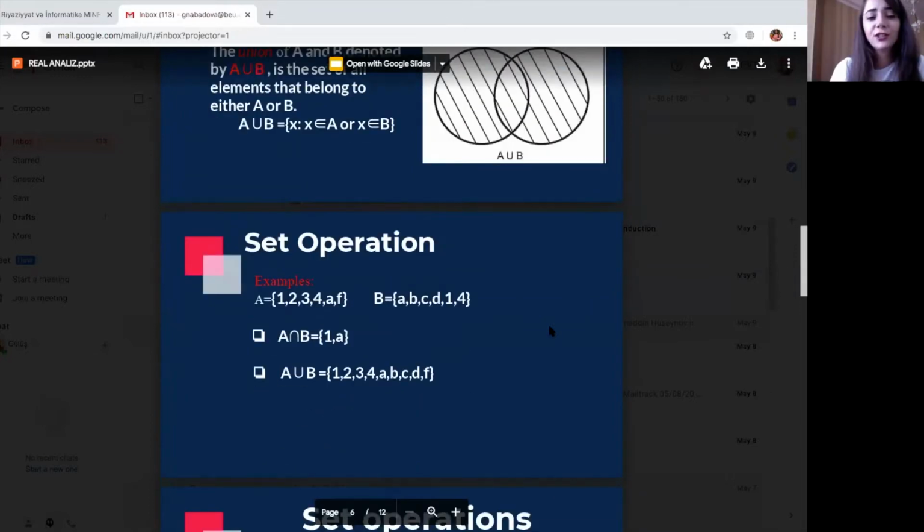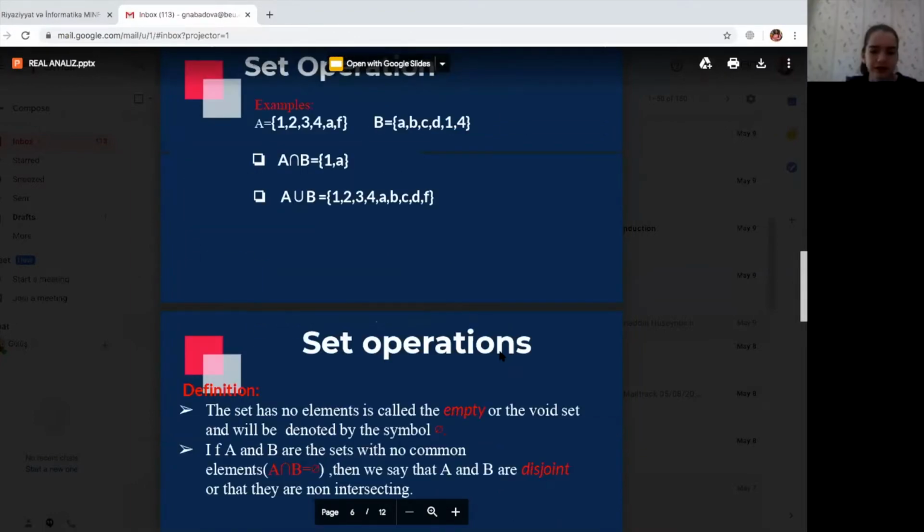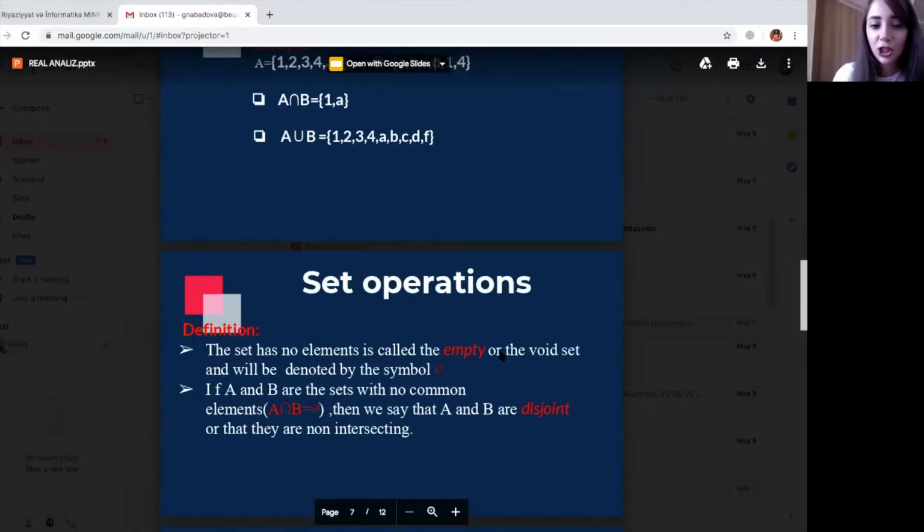Şeyda, you don't need to explain the example. I think it's clear to everybody, okay? Let's continue with the set operations definition.